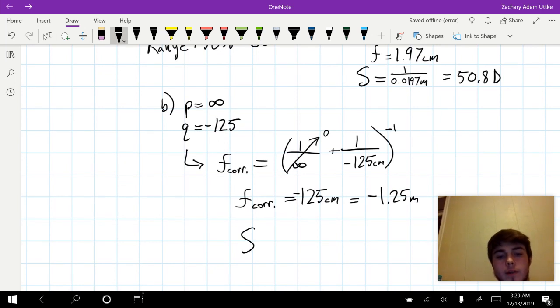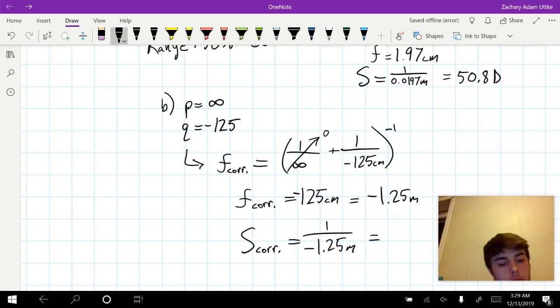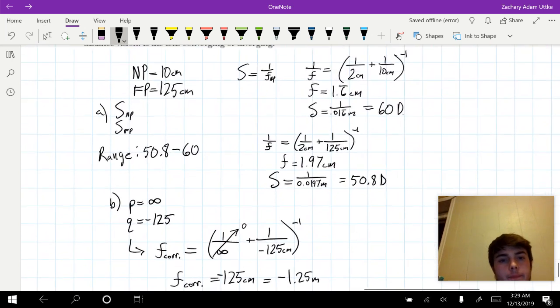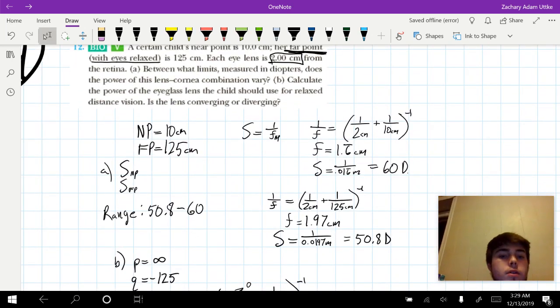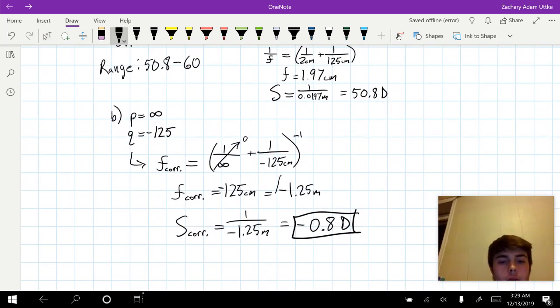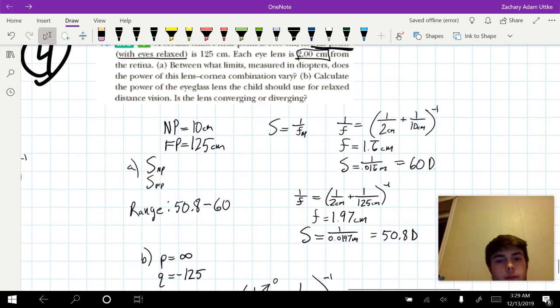So the strength of the corrective lens equals 1 divided by negative 1.25. So let's see what that is. 1 divided by negative 1.25 is negative 0.8 diopters. Okay, so now the question is the lens converging or diverging? Okay, so we can get our answer from the focal length being negative, but let's also just think about this conceptually.